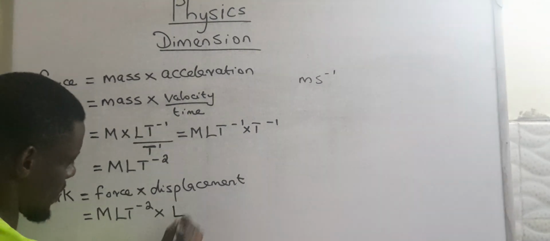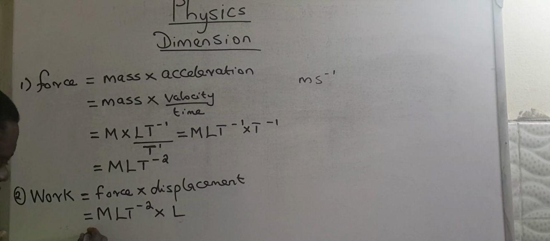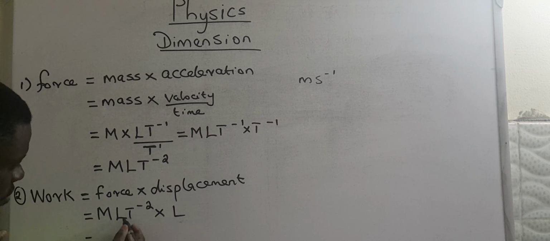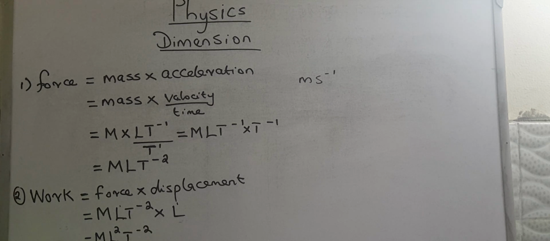Since I have L here, L times L gives me L squared, or you add the power. The power here is 1, the power here is 1. So according to the law of indices, you can add the power since they are multiplying. So 1 plus 1 gives me 2. So I have M L squared T to the power minus 2.